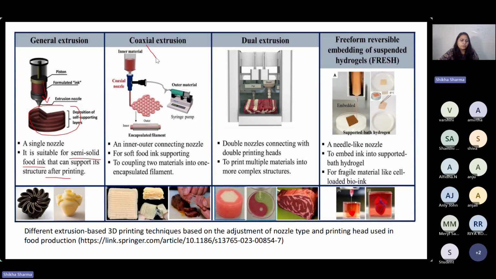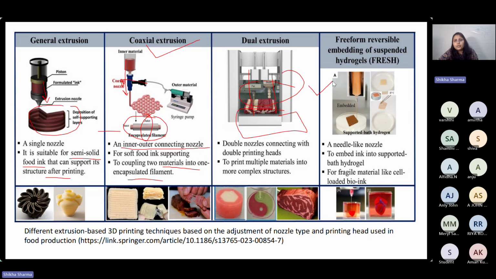Then there is coaxial extrusion. Here there is an inner and outer connecting nozzle like this. So A1 is this, and 1 is this. It comes out and can form the inner layer and outer layer like this. So it can couple two materials in one encapsulated filament. And then dual extrusion like this is there. Here is the fat, here is the blood, and it is making a meat-like product.